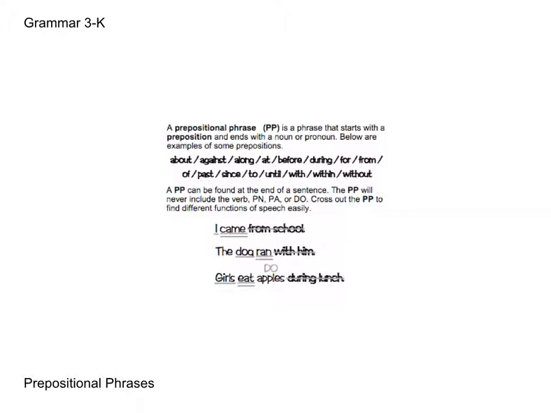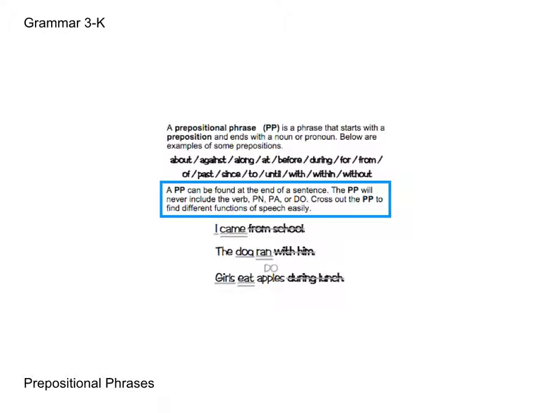First, let's look at the explanation page up at the front. A prepositional phrase, also known as a PP, is a phrase that starts with a preposition and ends with a noun or pronoun. Below are some examples of prepositions. As you can see, there's a list of prepositions that we'll be using throughout this booklet and on. So if you ever need to check to see if a word is a preposition or maybe it's something else, this can help you out.